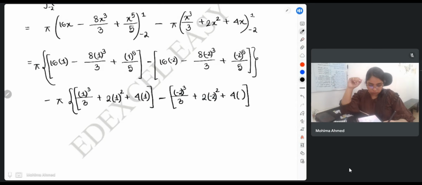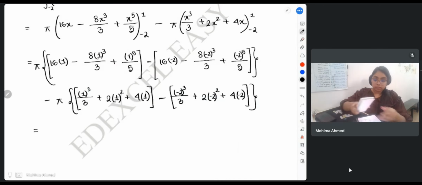This is minus 2, and minus 2. Right. And nothing else to do from this part. We just have to calculate this at the end. Now we have 16 minus 8 by 3 plus 1 by 5, and subtract this from 16 multiplied with minus 2 minus 8, minus 2 power 3 divided by 3, and then plus minus 2 power 5 divided by 5.